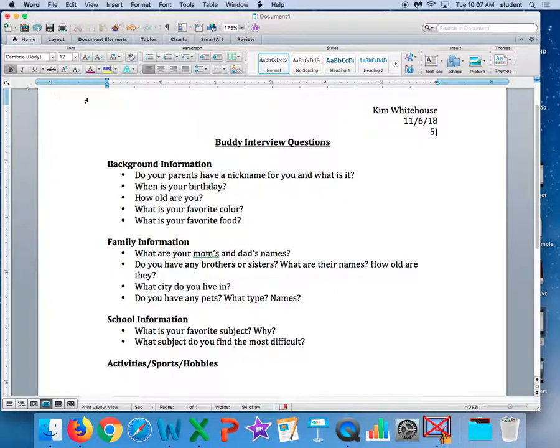So you're going to have 4 sections. You must use these titles: background information, family information, school information, activities, sports, hobbies. The questions that you list after that are up to you. Now, you're going to need to write 5-sentence paragraphs for each one of these areas.